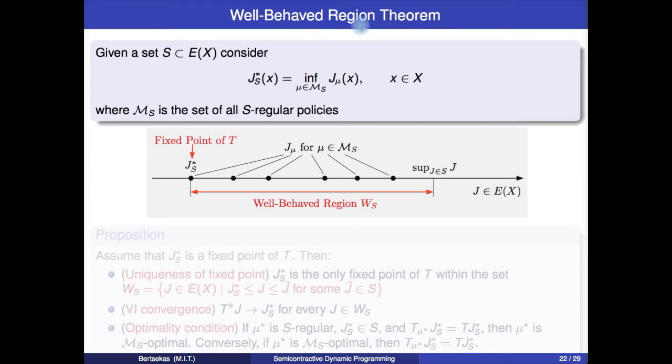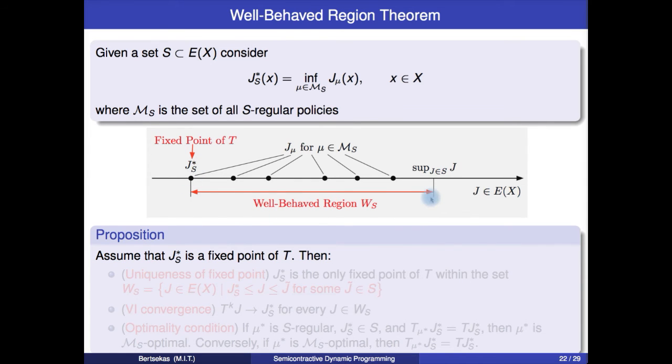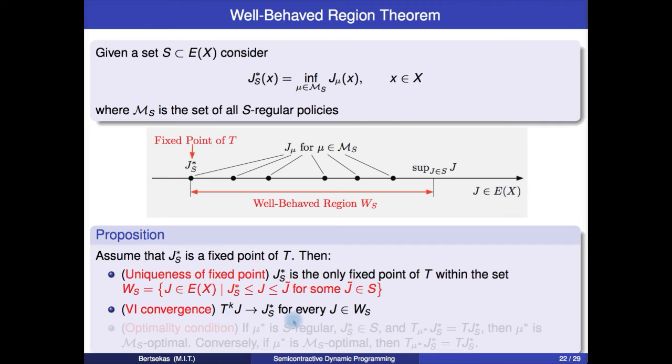In particular, we have this well-behaved region theorem, which says that if J sub S star is the restricted optimal cost function, then there is a certain region demarcated by J sub S star on the left and by the maximum function in S on the right. And if J sub S star is a fixed point of T, then the model behaves well within this region. So the first result is that J sub S star is the only fixed point of T within the set W sub S. The second result is that if you start value iteration from any function within this well-behaved region, then you converge to the restricted optimal cost function.